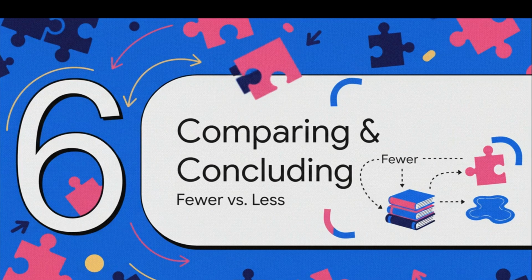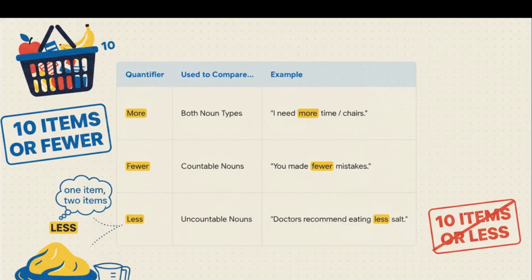Okay, we are in the home stretch now. It's time to go back and solve that supermarket puzzle from the beginning, and then we'll wrap this all up with a neat little summary. And here is the big reveal, the answer to our supermarket sign. The rule is simple. Fewer is for countable things. Less is for uncountable things. You can count items, right? 1 item, 2 items. So the technically correct sign should say 10 items or fewer.